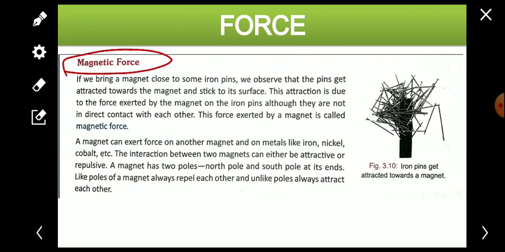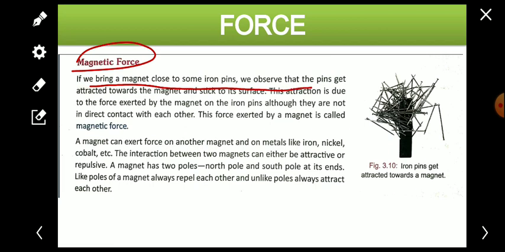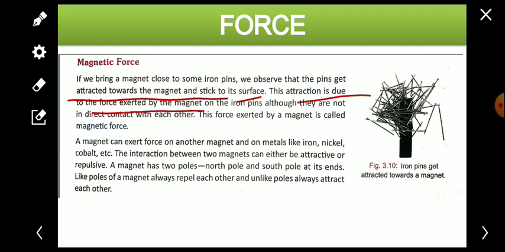Now one by one we'll talk about these. So, magnetic force. If we bring a magnet close to some iron pins, we observe that the pins get attracted towards the magnet and stick to its surface. This attraction is due to the force exerted by the magnet on the iron pins, although they are not in direct contact. When we bring the magnet near the iron pins, they get attracted towards the magnet, even though they are not in contact.